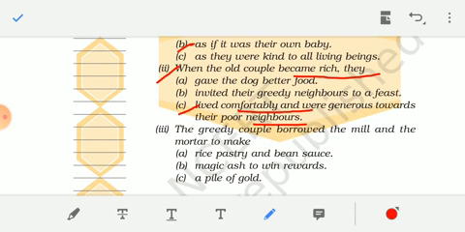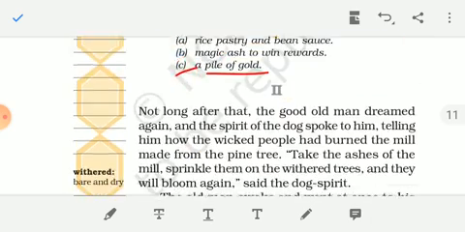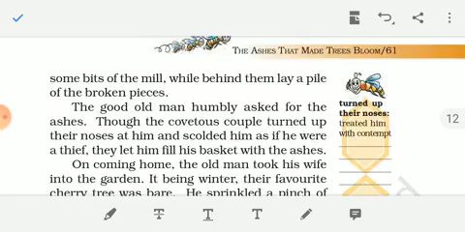Okay, now let's see number 3. The greedy couple borrowed the mill and the mortar to make what? So the answer would be number C. The greedy couple borrowed the mill and the mortar to make a pile of gold. They wanted to make gold, but in vain, they could not make it. Okay, let's see ahead. Now we'll see the next questions.